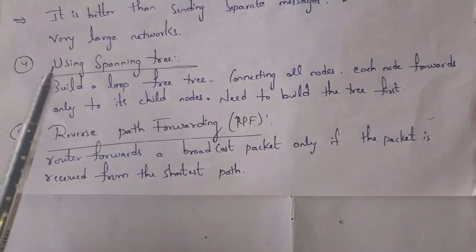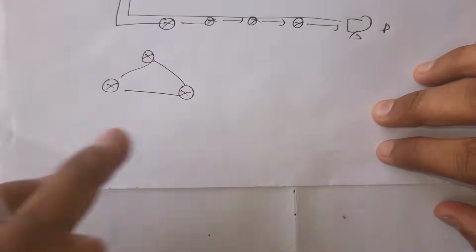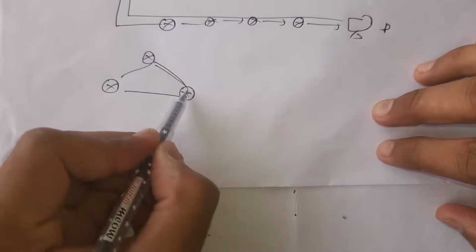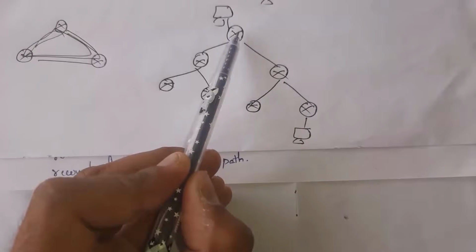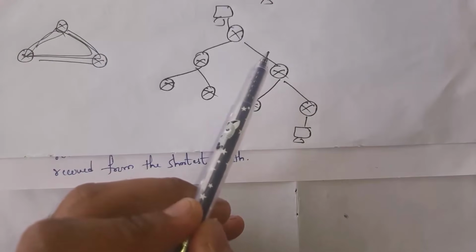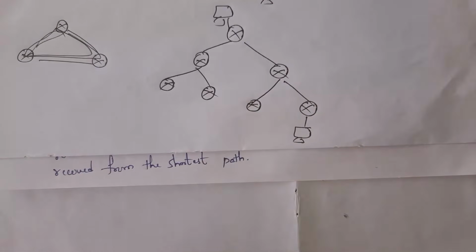And the fourth broadcast routing algorithm is spanning tree. Guys, a loop is like a circle, repeating the same message again and again. So what the spanning tree technique will do is create a loop-free tree. And in spanning tree, each router will forward data to child routers until the data reaches the receiver.